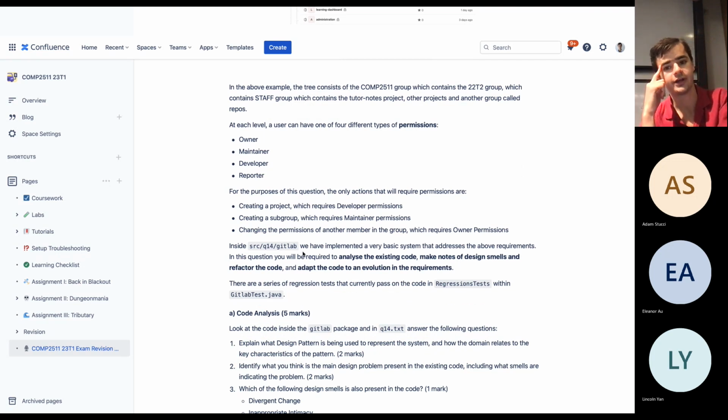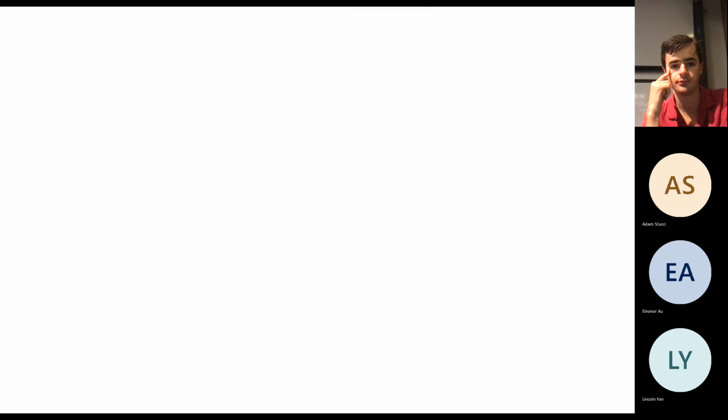The first thing for any sort of refactoring question is, you've probably found, and hopefully we've drilled those refactoring skills into you at this point in the course. Oops. Sorry, there's the share screen thing. Let's go share, window.